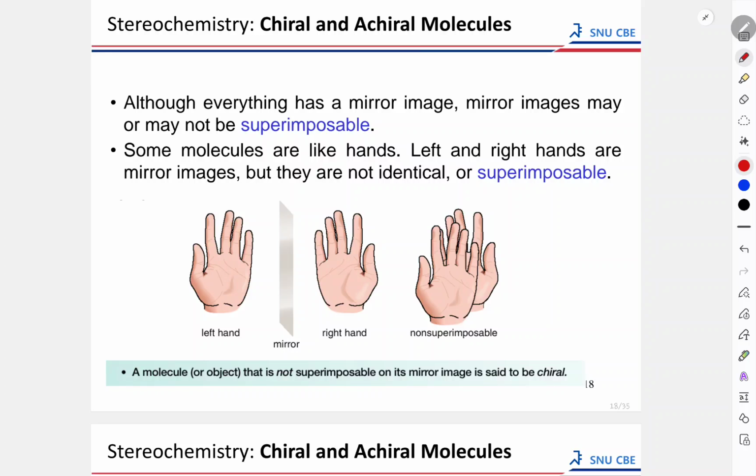So although everything has a mirror image, we can imagine the mirror image may or may not be superimposable to each other. Some molecules, you can think about molecules here too. Some molecules are like hands, left and right hands are mirror images, but they are not identical or superimposable, in other words. In this case, you can call it chiral.